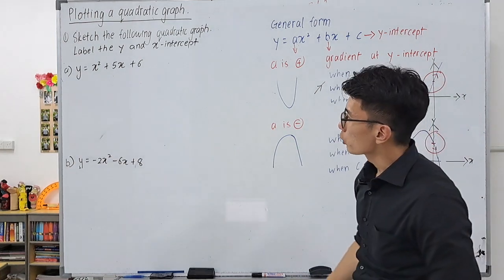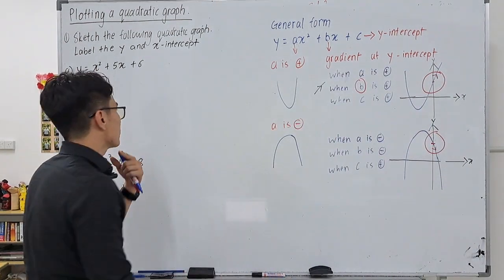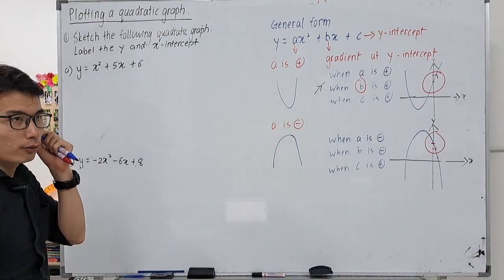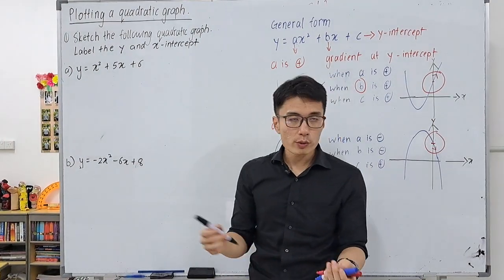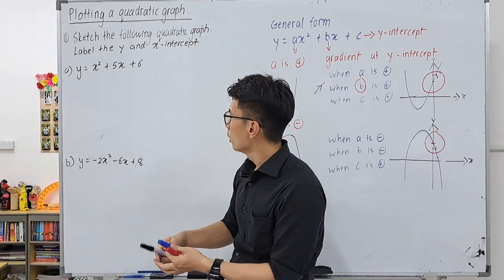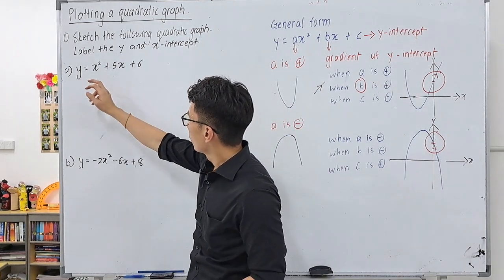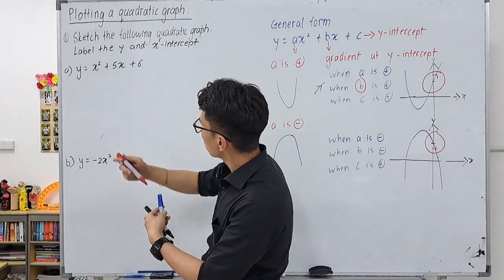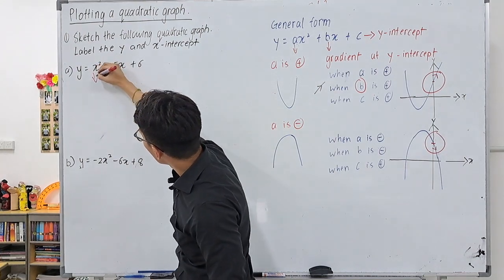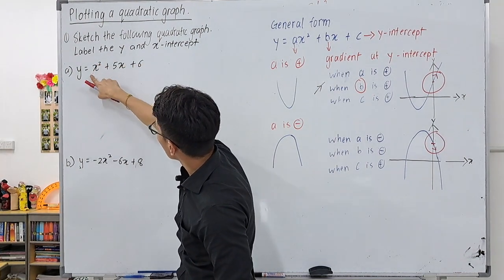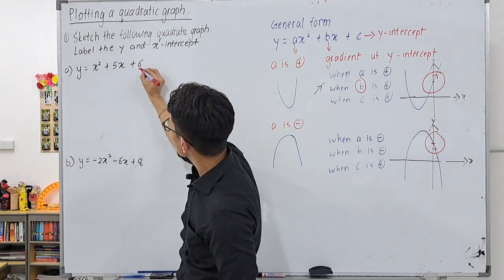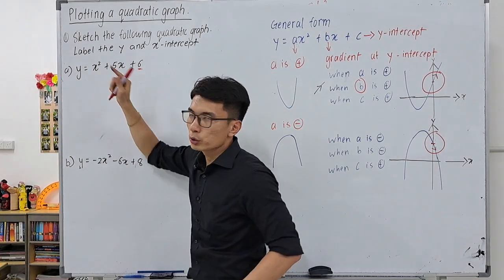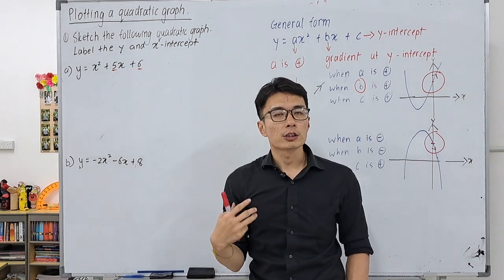Okay? So the question asked me to sketch. So let's sketch it out. Let's find out how the graph would look like. Now before we sketch, let's identify first. So remember, my value of a is over here, all right? My value of b, it's this one. And my value of c, it's this one, all right? So all these things will tell me a lot of things about the graph.